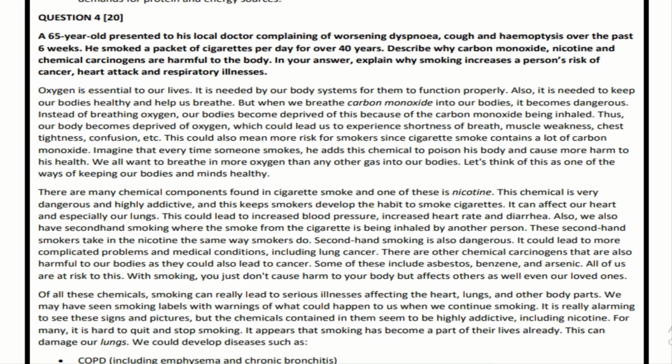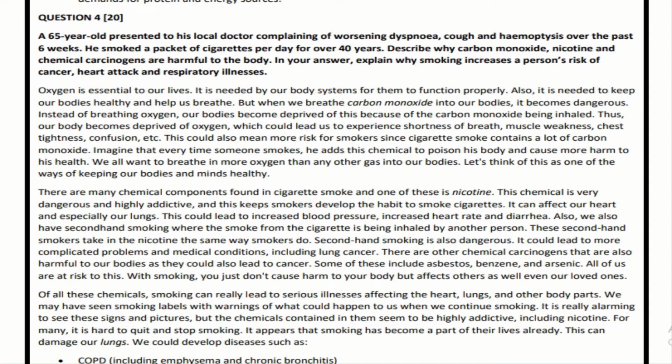Oxygen is essential to our lives. It is needed by our body systems to function properly. Also, it is needed to keep our bodies healthy and help us breathe. But when we breathe carbon monoxide into our bodies, it becomes dangerous. Instead of breathing oxygen, our bodies become deprived of it because of the carbon monoxide being inhaled.